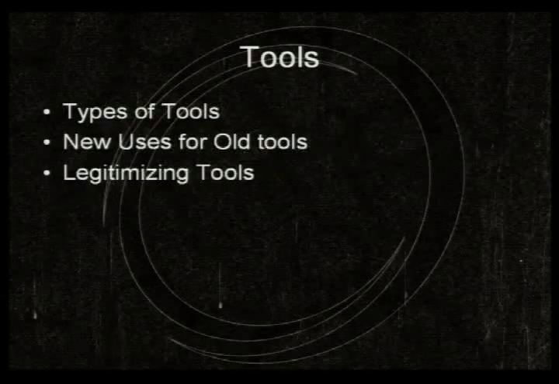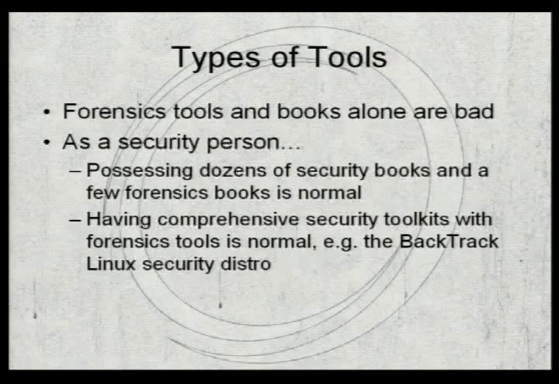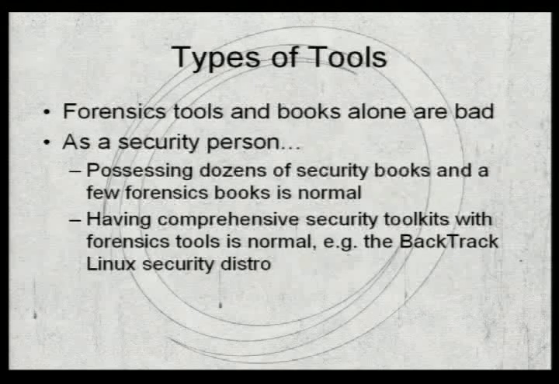Okay, let's go through a little bit more specifics of the tools we wanted to bring out here. Forensics tools and books alone are bad. If the only thing you've got at your house, if you're doing bad stuff, is a whole bunch of tools and books on anti-forensics, and someone comes and kicks in your door, it's going to be, oh, well, look at that. That's the kind of stuff that will be taken in as evidence.